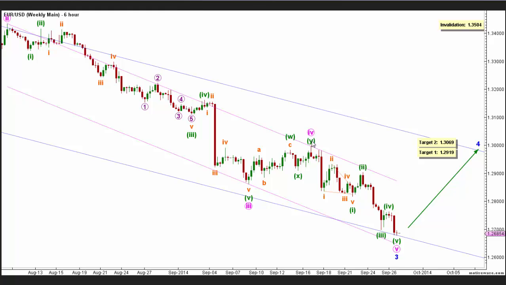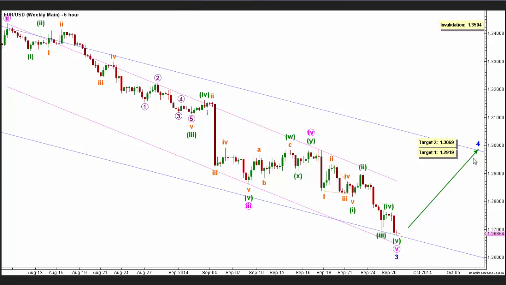Then minute wave 5 unfolded as an impulse labeled minute waves 1 through 5, exceeding 61.8% the length of minute wave 1, and it has come very close to reaching 100% of its length. This count expects that minute wave 5 and thereby minor wave 3 is either complete or very near completion, and that the euro is about to start moving towards the upside in minor wave 4.